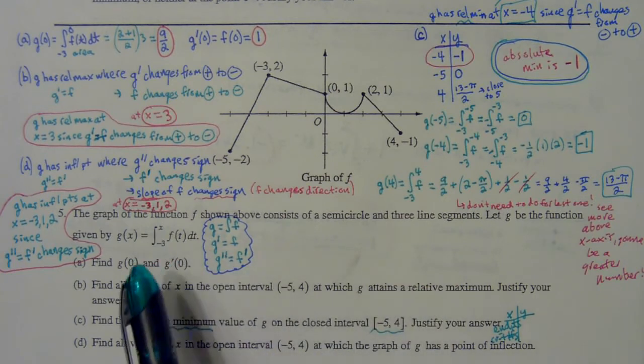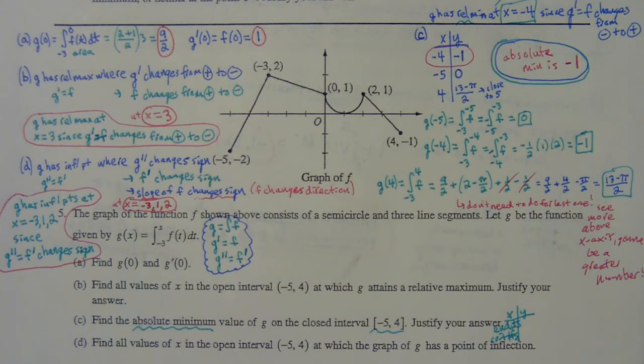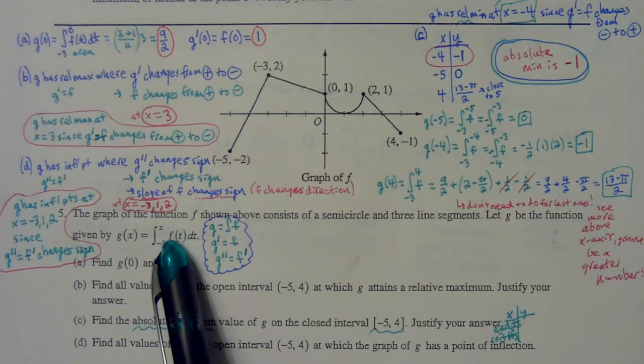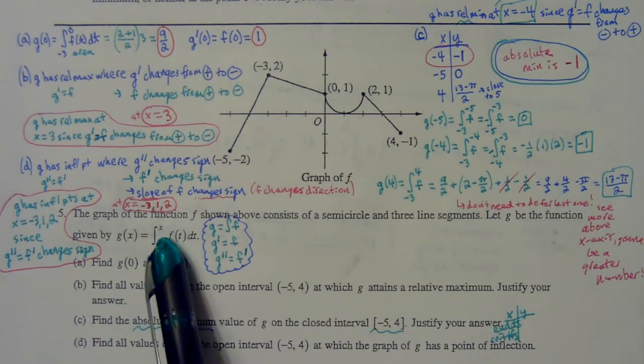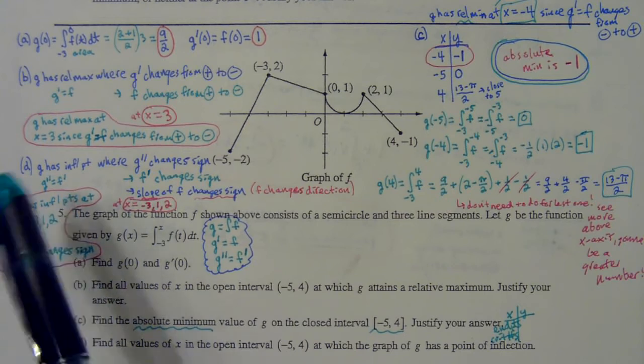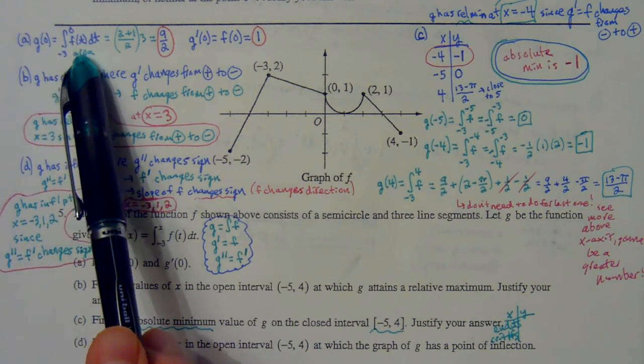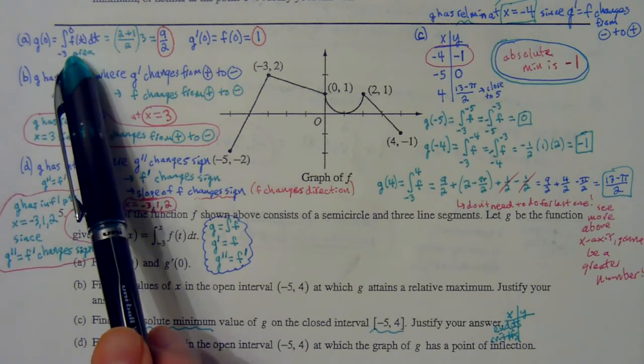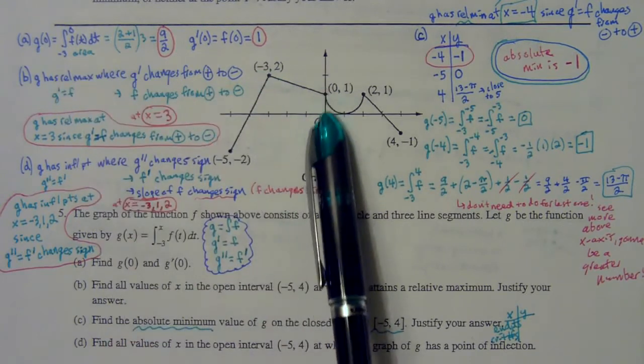Now, g of 0: if I give you g of x equals 5x plus 2, you take the 0, you plug it in for x, right? So if I give you g of x equal to this integral, you have to take that 0 and plug it in for that x right there. So that's why I said g of 0 is the integral from -3 to 0 of f of t, and that's the area between -3 and 0.